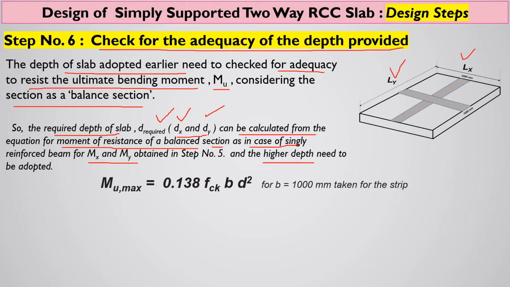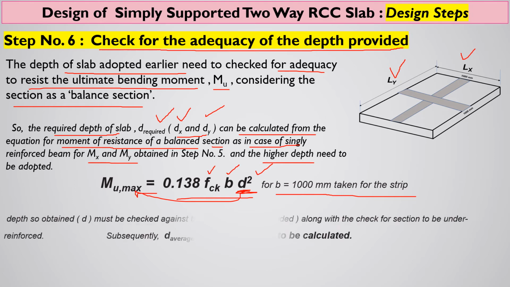So Mu max is given by this formula, that is 0.138 fck b d squared. Here again the width of the strip will be 1000 millimeter. So based on the information, that is the fck grade of concrete and width equal to 1 meter, we can work out what should be the depth required to take care of this much bending moment. So the depth obtained, the higher value, must be checked against the depth of the slab provided. So this is the depth required which we got from this equation.